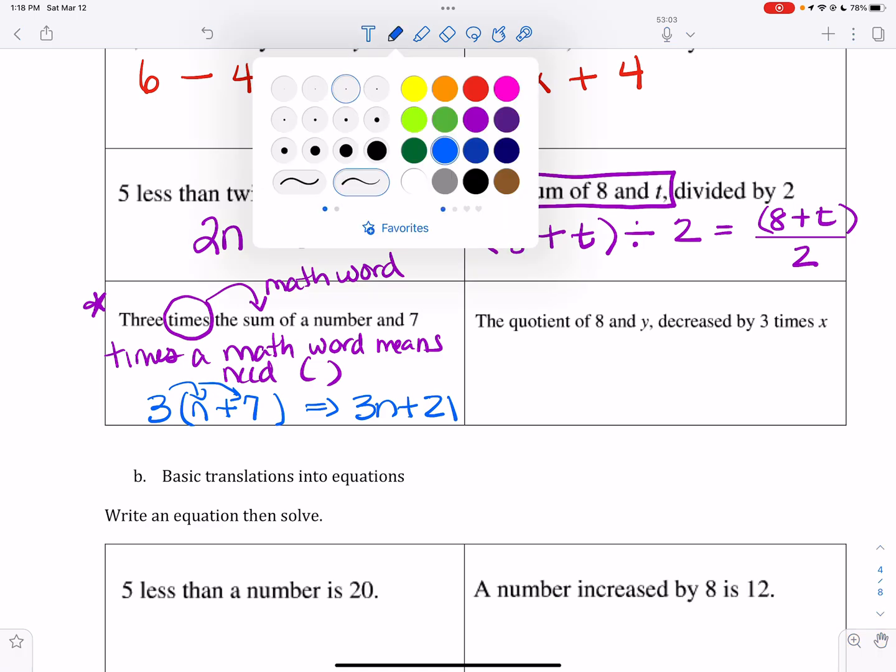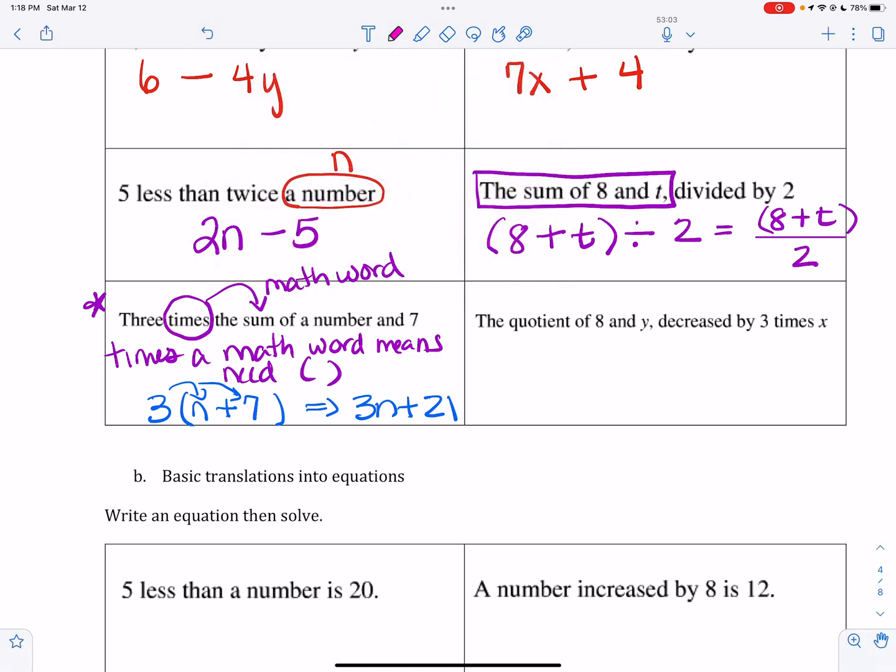Okay? Now, the next one says the quotient of 8 and y. Quotient means divide, 8 divided by y, decreased by 3 times x.